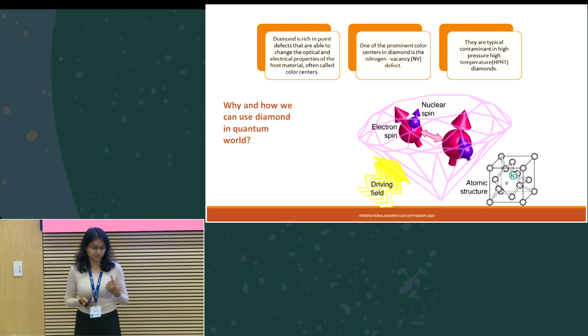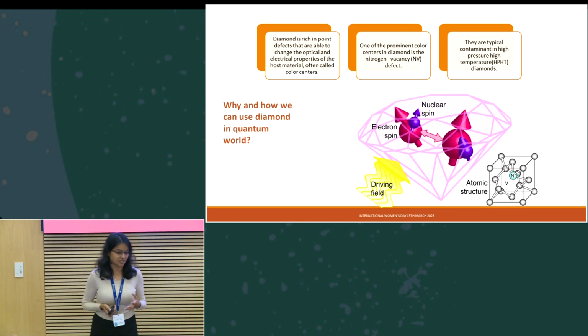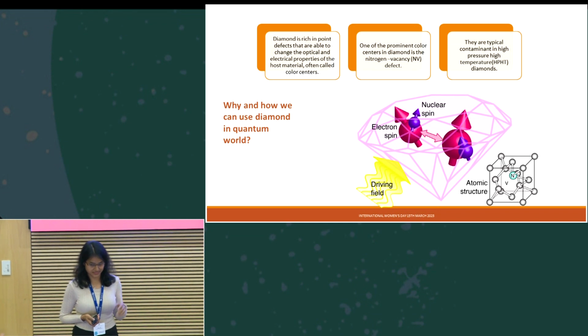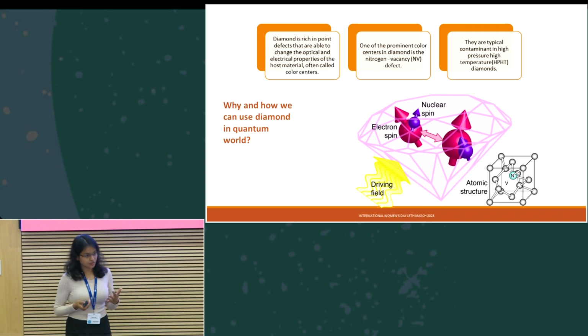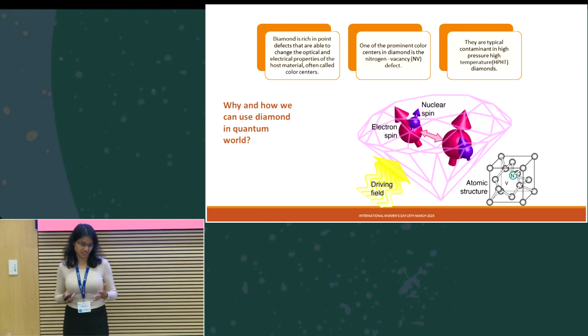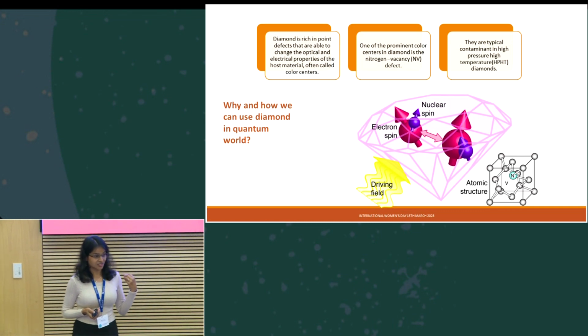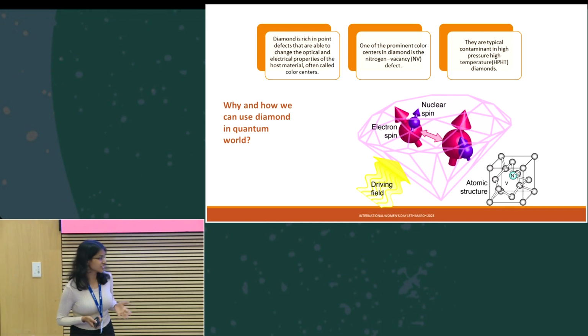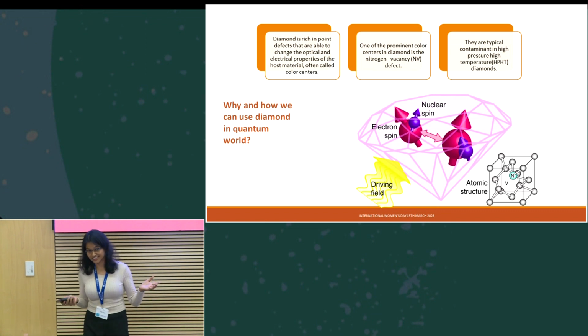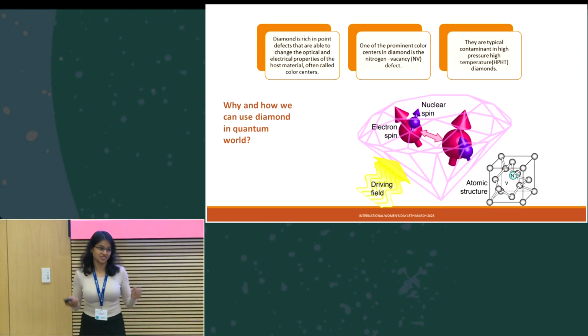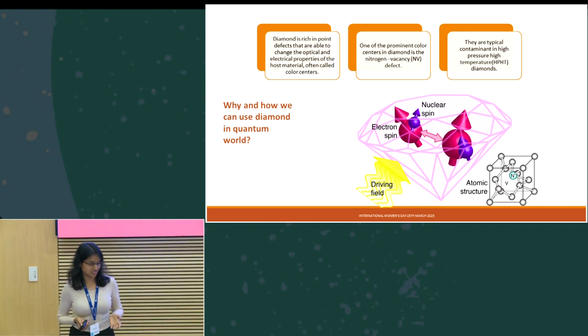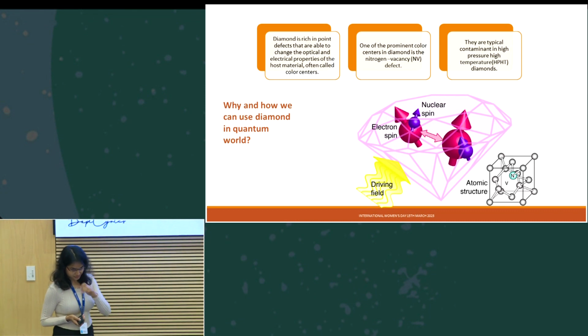Another very prominent color center in diamonds is the nitrogen vacancy. And they are usually grown at high temperature and high pressure. These types of diamonds, if you are lucky enough, you can dig in nature, and you will be very lucky, but it's once in a million. But we can grow these diamonds in the lab artificially.